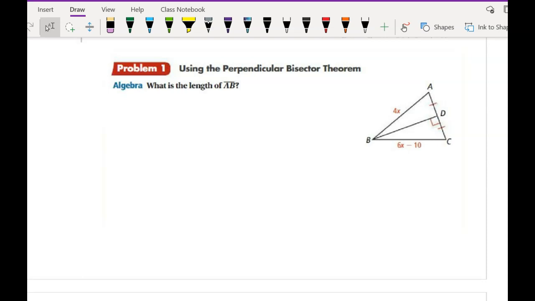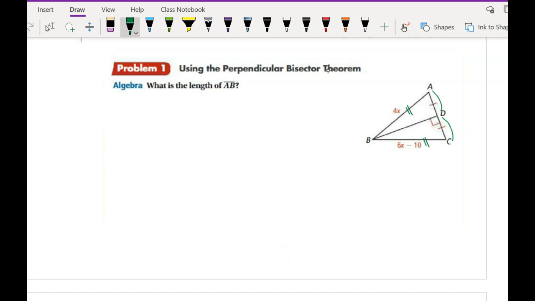Okay, so all they do is give me this diagram, and I know that segment BD is a perpendicular bisector. How do I know that BD is a perpendicular bisector? Well, AD is congruent to DC, and angle BDC is a right angle. So what does that tell me about segment AB and CB? I know that they're congruent.